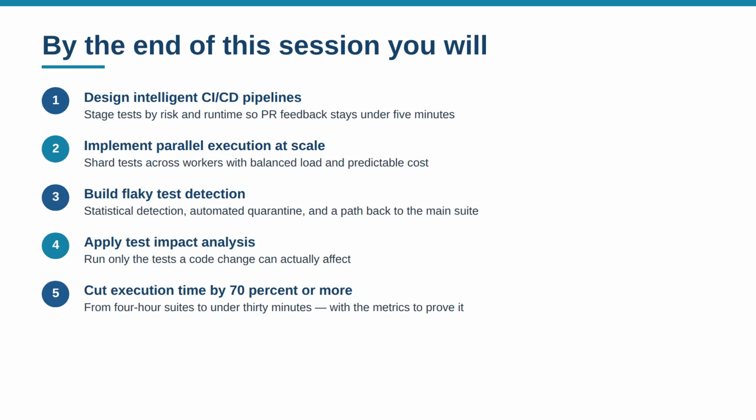By the end of this session, you'll be able to do 5 specific things. First, design intelligent CI/CD pipelines that stage tests by risk and runtime so PR feedback stays under 5 minutes. Second, implement parallel execution at scale, sharding tests across workers with balanced load and predictable cost. Third, build a flaky test detection system with statistical scoring, automated quarantine, and a structured path back to the main suite. Fourth, apply test impact analysis to run only the tests that a code change can actually affect.